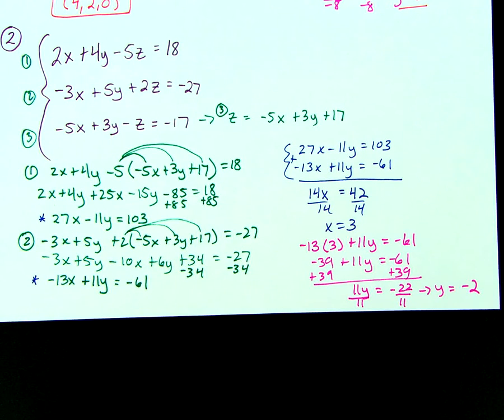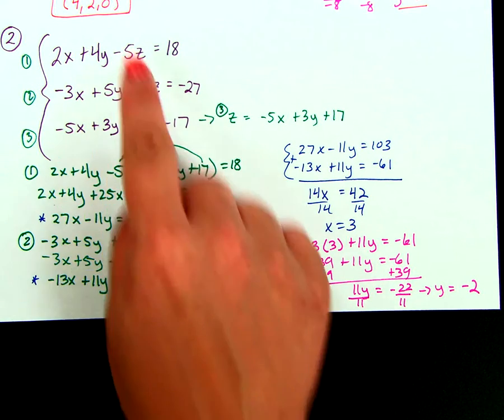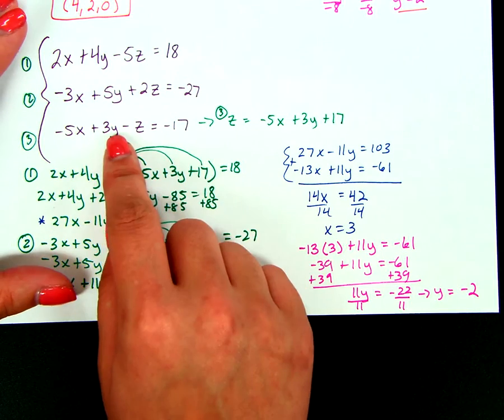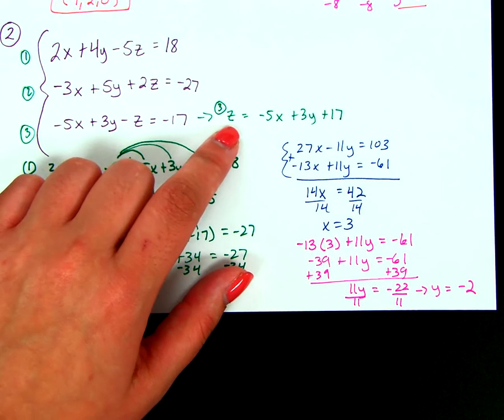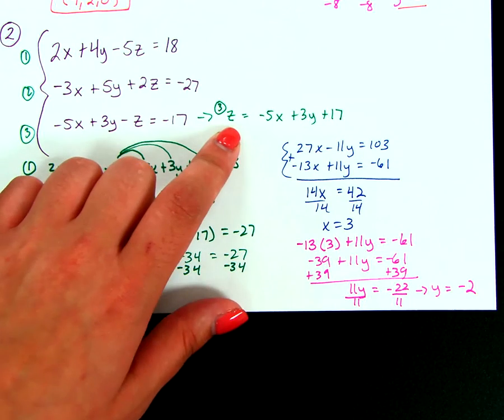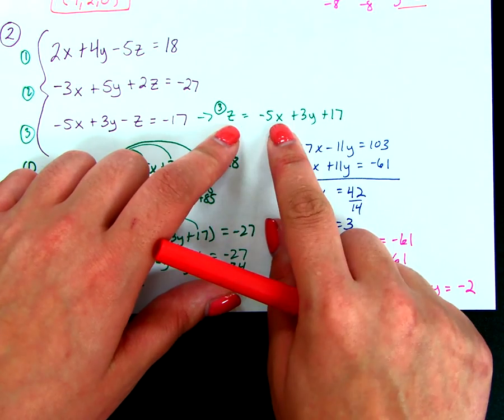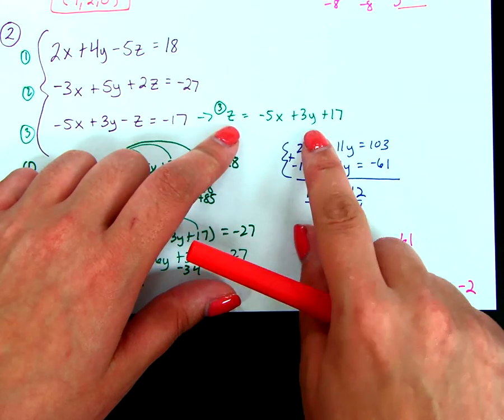And then once we have two of our variables, then we go back to one of the originals, so one of our 1, 2, or 3 equations, or the one that we solved. So I'm going to use the one that we solved since we're trying to find z, because that's our last variable. So I'm going to take 3 and replace x, and then we're going to take negative 2 and replace y.